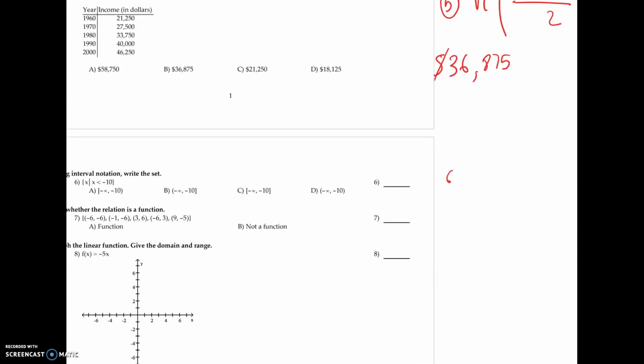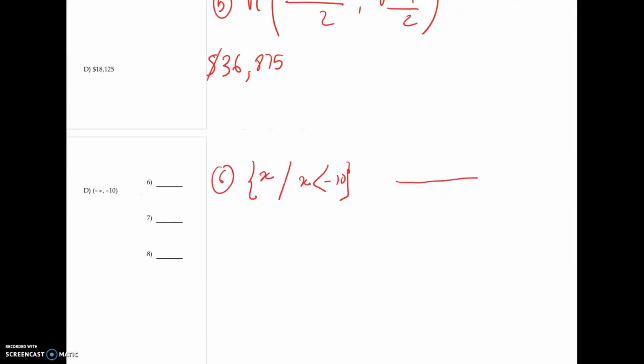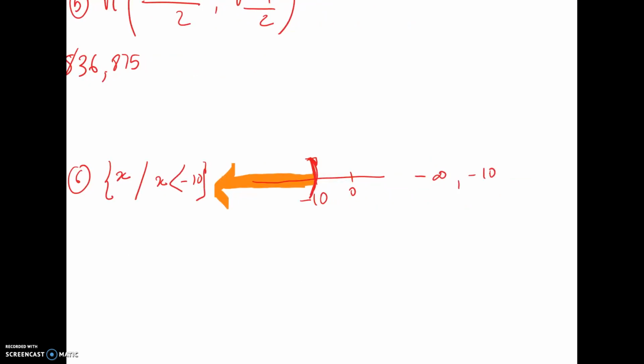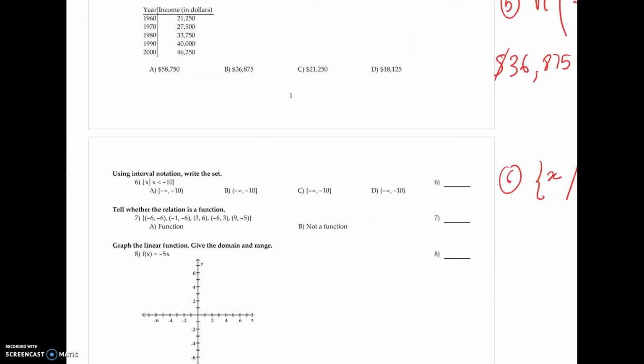Problem number 6: when you have the solution set of x such that x is less than -10, that implies you have a number line. You have 0 right here, so -10 will be to the left of 0, and x is supposed to be less, so all the values of x are right here. You have absolutely no equal sign in your inequality, so you're supposed to have a parenthesis. Now you write the interval notation: negative infinity, negative 10, always a parenthesis next to infinity and a parenthesis at -10. So the answer for problem number 6 was D.